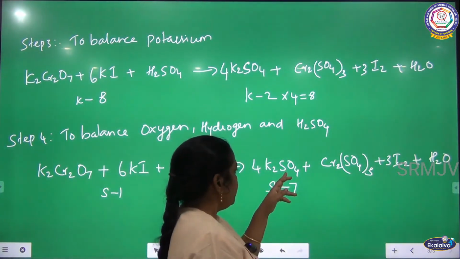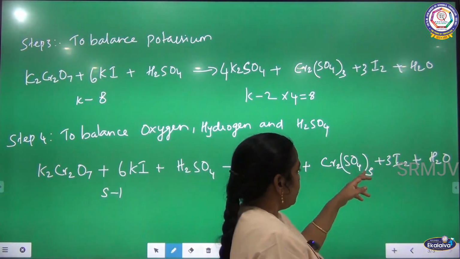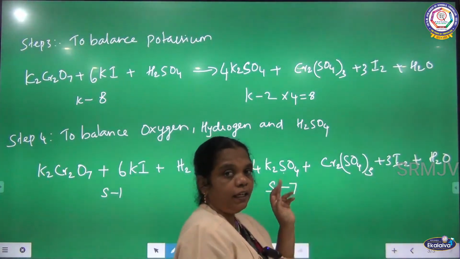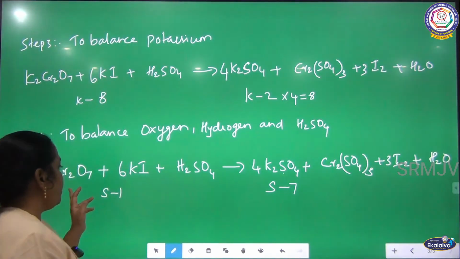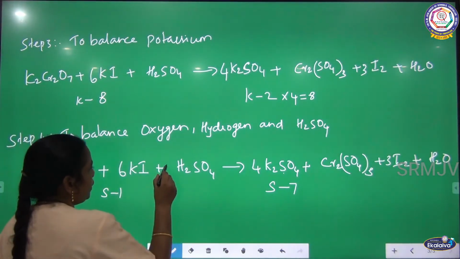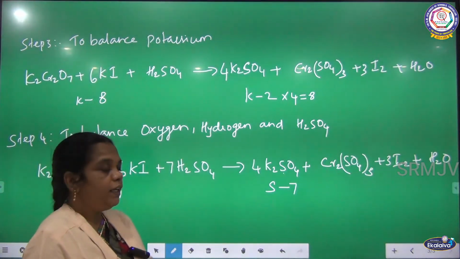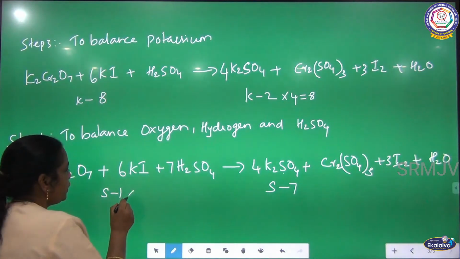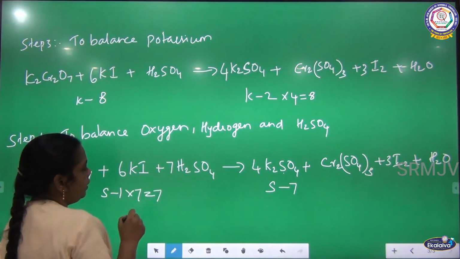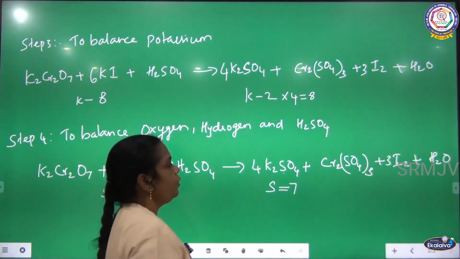How many sulfur in this combination? 4 sulfur and again one more 3. So 4 plus 3, 7. 7 sulfur atoms on this side against 1 on the reactant side. So this can be multiplied by 7. If you multiply this by 7, the sulfur is going to be balanced.